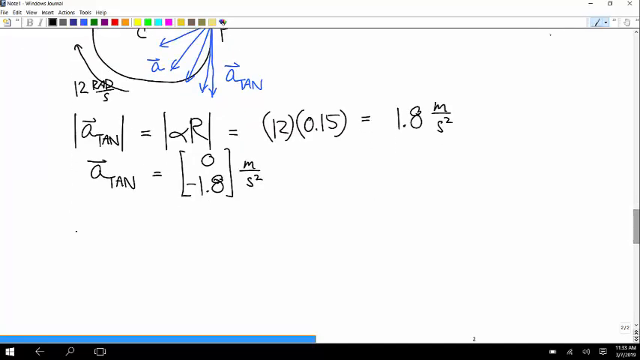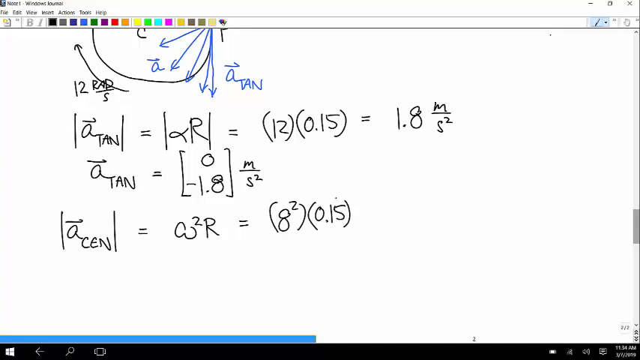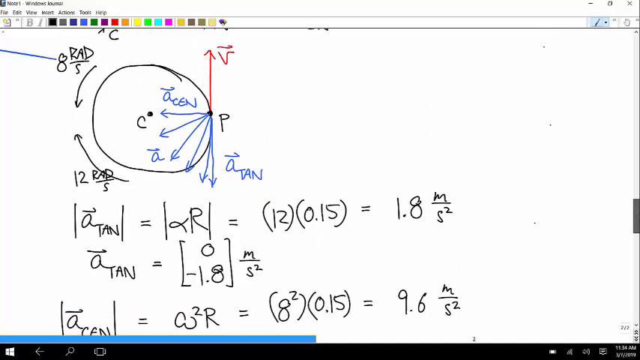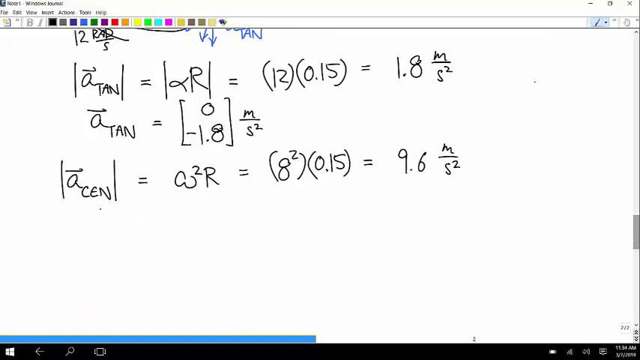And then the magnitude of the centripetal acceleration is omega squared r. And that's 8 squared times 0.15. So 96, 9.6. And from the directions that we figured out before, we know that's in the negative x direction. So the centripetal acceleration vector is negative 9.60.